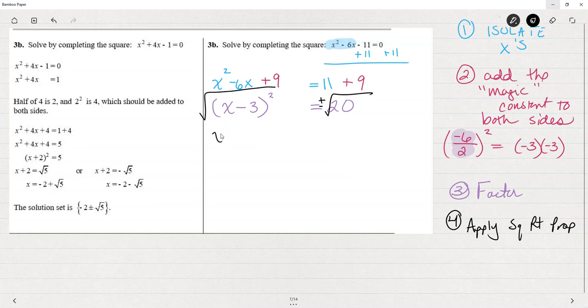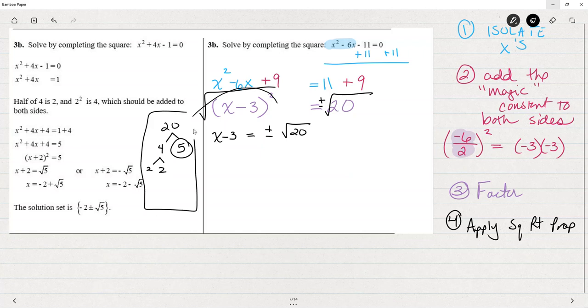So I get that x minus 3 square rooted and squared, that square and square root undo each other. So I'm left with x minus 3 equals plus or minus square root of 20. Now 20 breaks down to a perfect square 4, and a 5 left over. So when I do that square root simplifying, I could do the prime factorization.